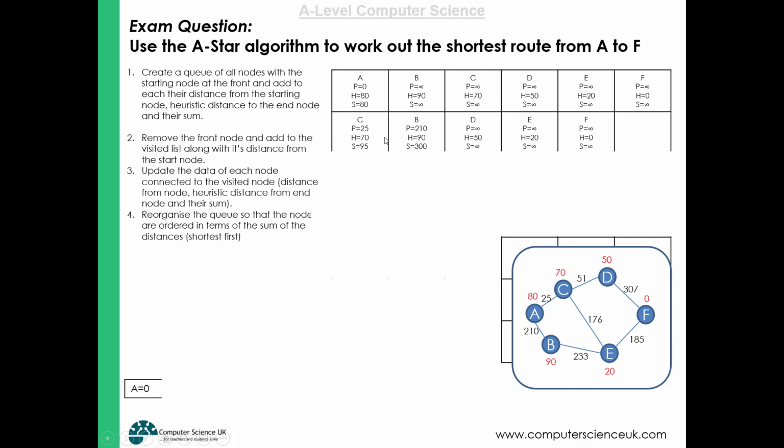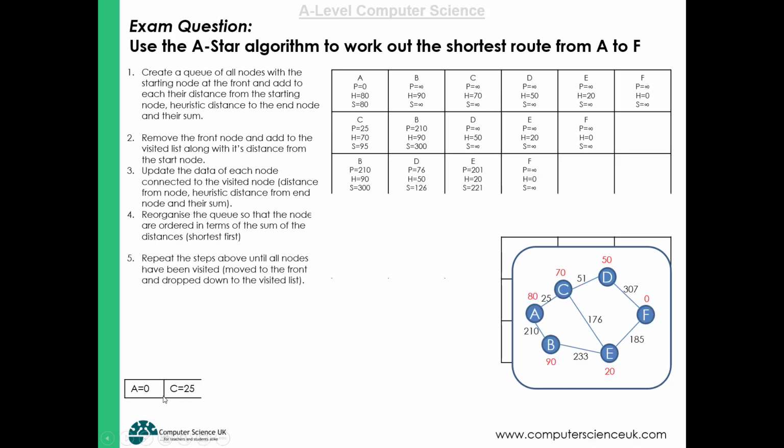So what we now do is we say, okay, well, we've investigated all the things connected to A. C is at the front. So we drop C down into our visited nodes list, and now we start investigating the nodes connected to C. The nodes connected to C are D and E. So we update D's values and we update E's values.